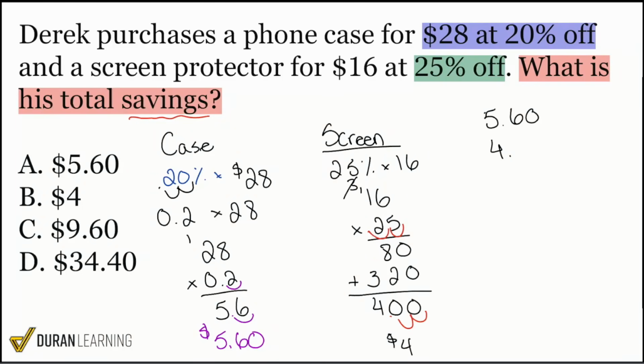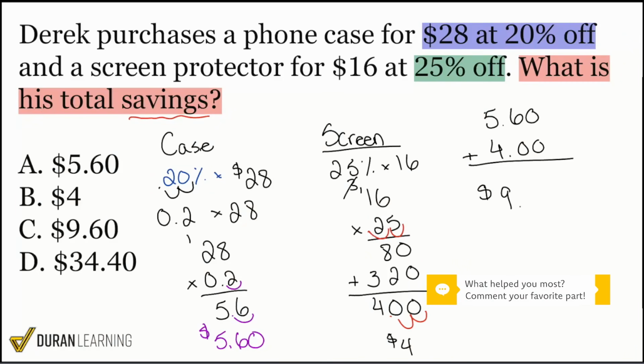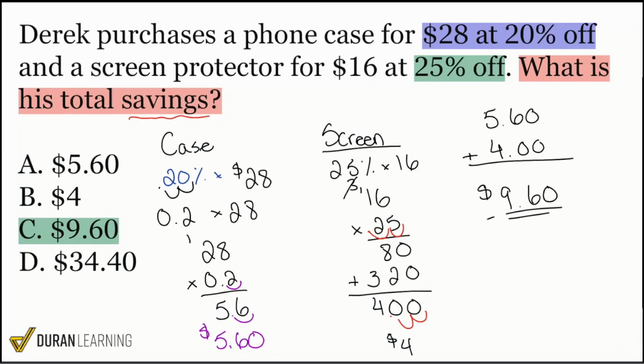$5.60 plus $4 flat, and that leaves us with a total savings of $9.60. And that'll be answer choice C, my party people. Nice and easy.